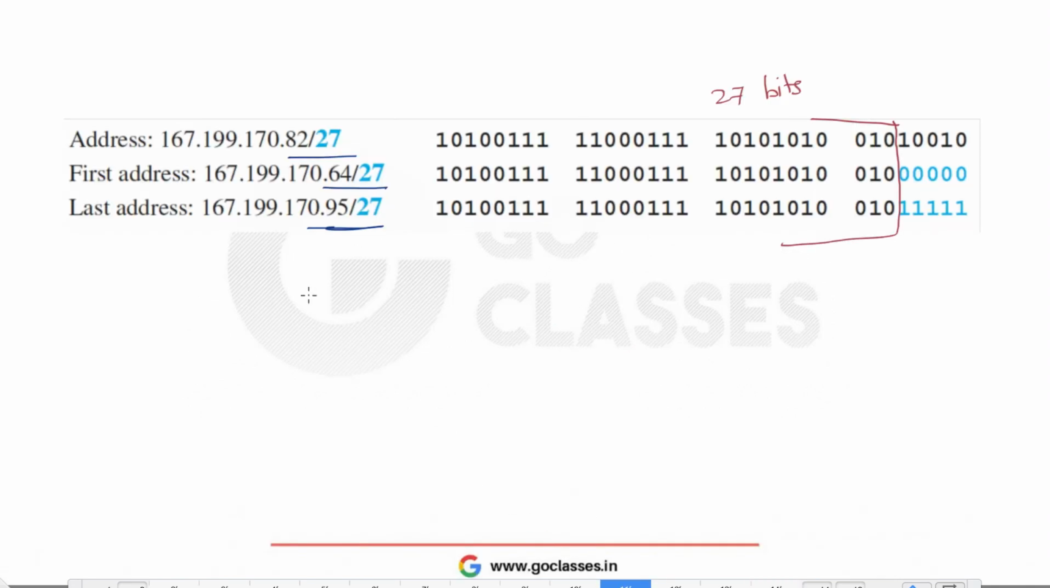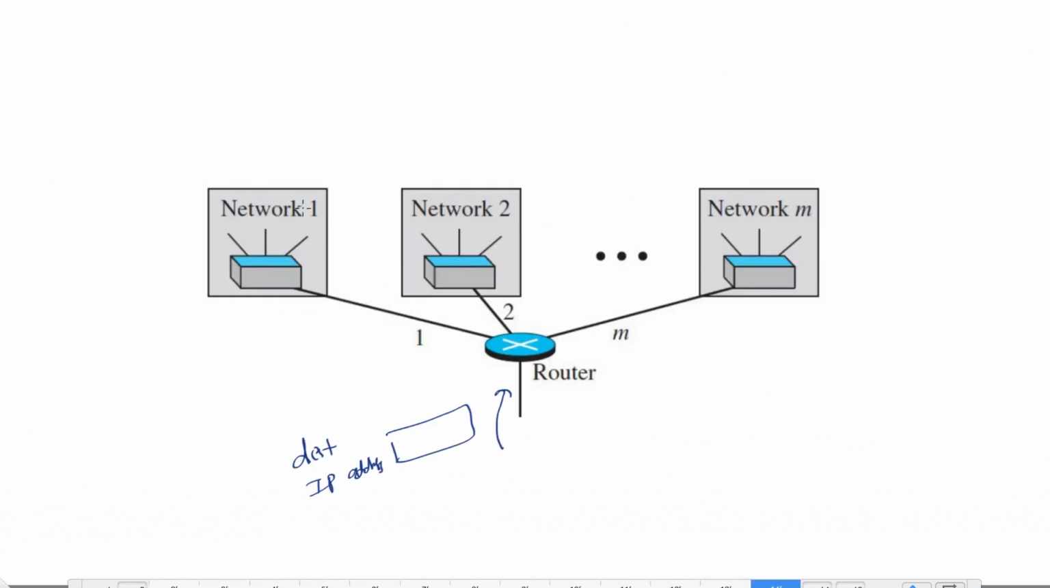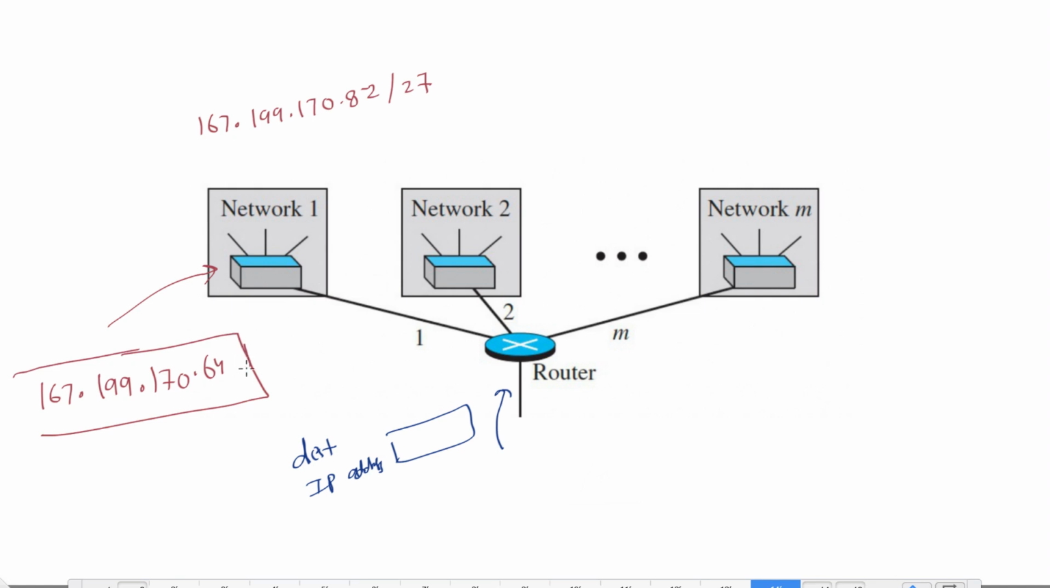Suppose this network is 167.199.170.82/27. Then what will be the address of this network? You need to take the first address of this, which I think was 64. So 167.199.170.64/27, or you do not need to write the /27 because you are talking about the IP address. So this is your first address, also called the network address.